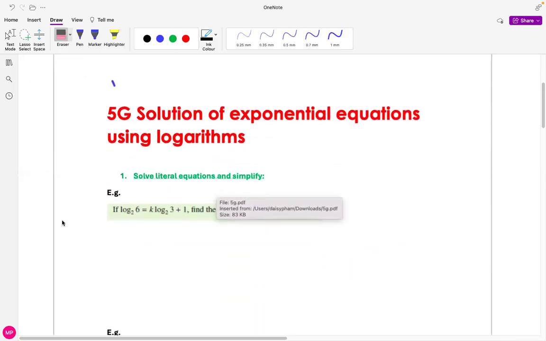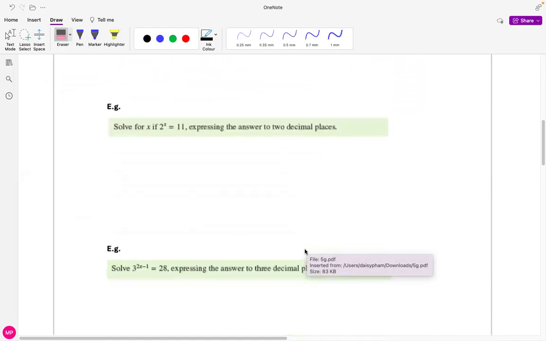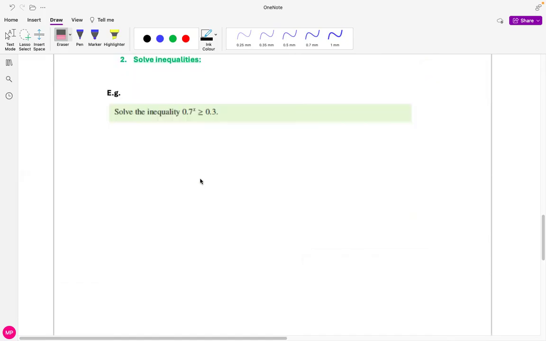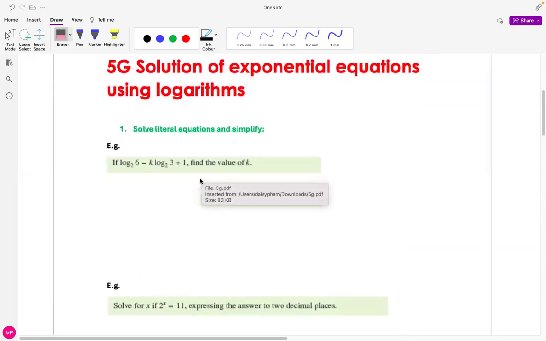Hi, in this video, we're going to talk about solving more exponential equations and logarithms. We'll go over a few examples here, and we're also going to talk about solving inequalities of exponentials as well. Okay, so it's not a long video. All right, so here I do have an example.